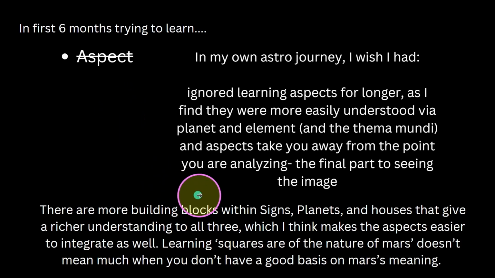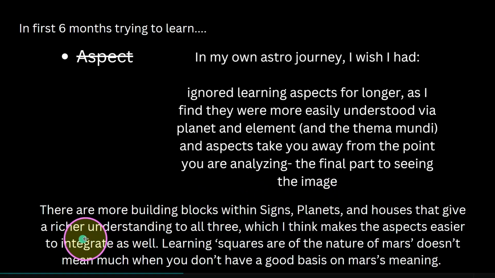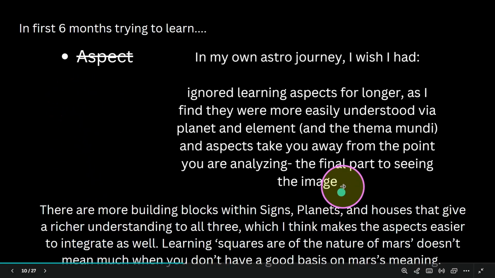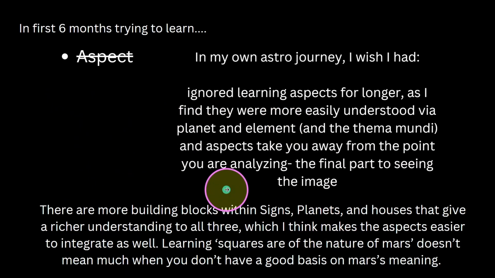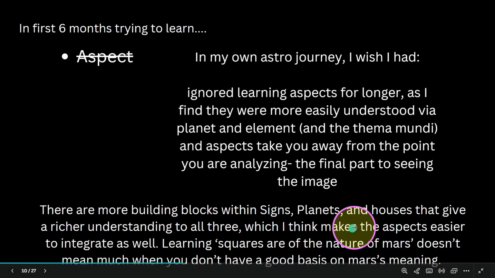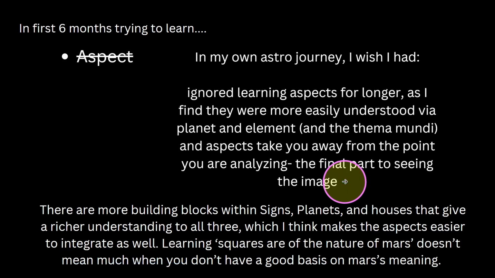There are more building blocks within signs and planets and houses that give a richer understanding to all three, which I think makes aspects easier to integrate when you add them afterwards. Learning that squares are of the nature of Mars doesn't mean much when you don't really understand what Mars is about, right? When you haven't examined Mars not only in his own domiciles, but just as himself as well, where he has fall and detriment, all of it, right? Okay.